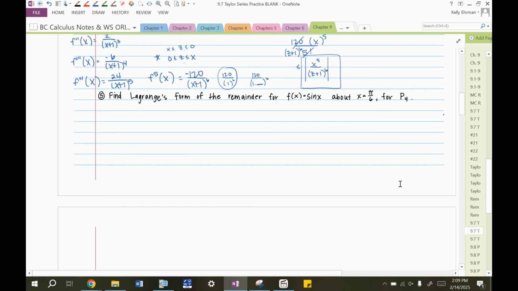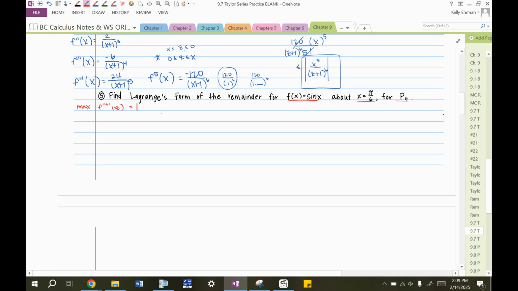All right, for this one, find Lagrange's form of the remainder for sine x about x equals pi over 6 for P4. So, all right, for this one, I don't have to do all the derivatives because remember, if we're just trying to come up with a max, n plus 1 at z, if we have sine or cosine, it's going to equal 1. So I'm going to get right down to setting this up.